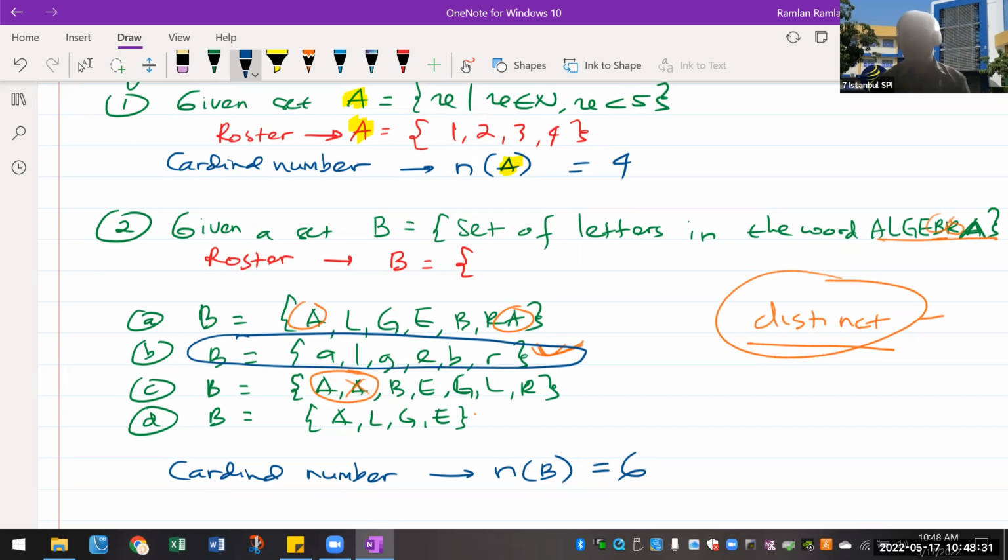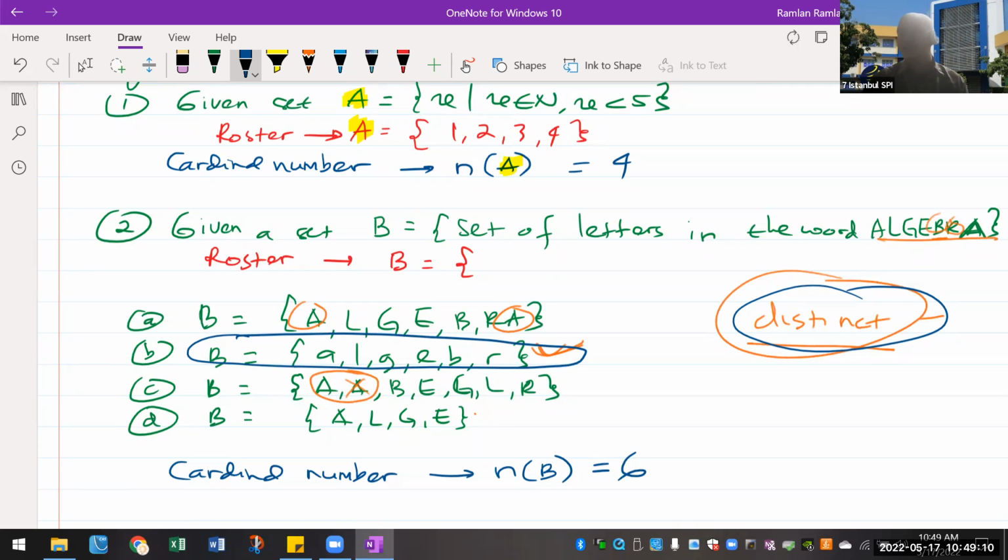Nah, be careful guys, because if you choose this as the roster form, you will get n(A) equals to 7, ya kan? Nah, padahal harusnya 6 gitu. Again, you must pay attention to this word, ya. The elements in the set that you need to write in roster form need to be distinct, all of them. If you have the same element, just write it down once. The other one, just erase it or cancel it out. Okay. So this is the first one. The next one.